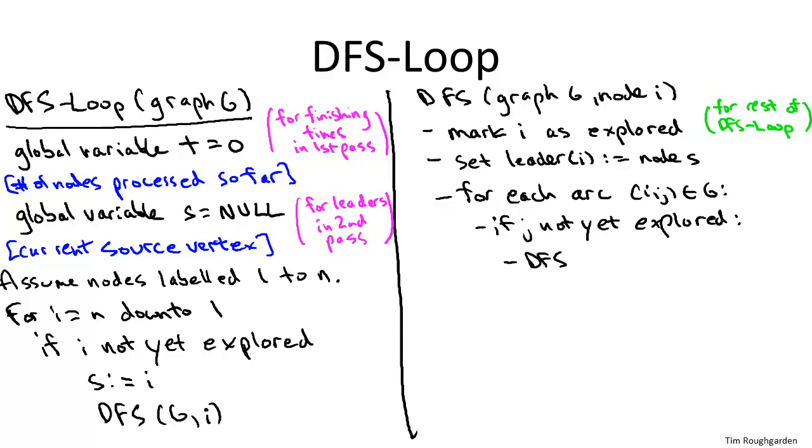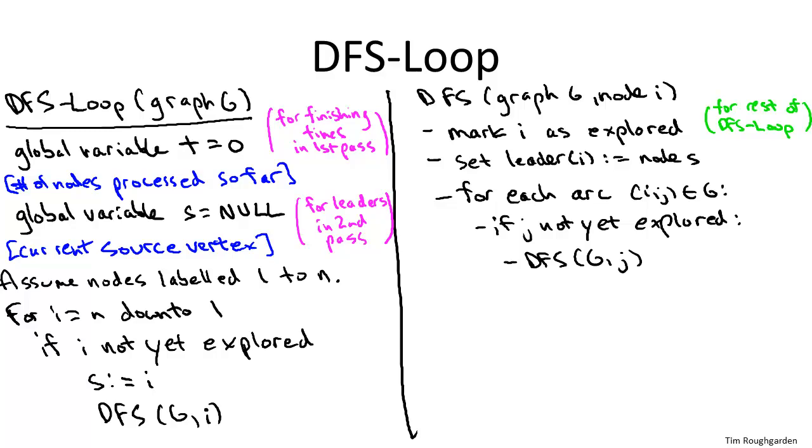Remember, t is the global variable that's keeping track of how many nodes we're done with. So we increment t because now we're done with I. And we also remember that I was the tth vertex with which we finished. That is, we set I's finishing time to be t.